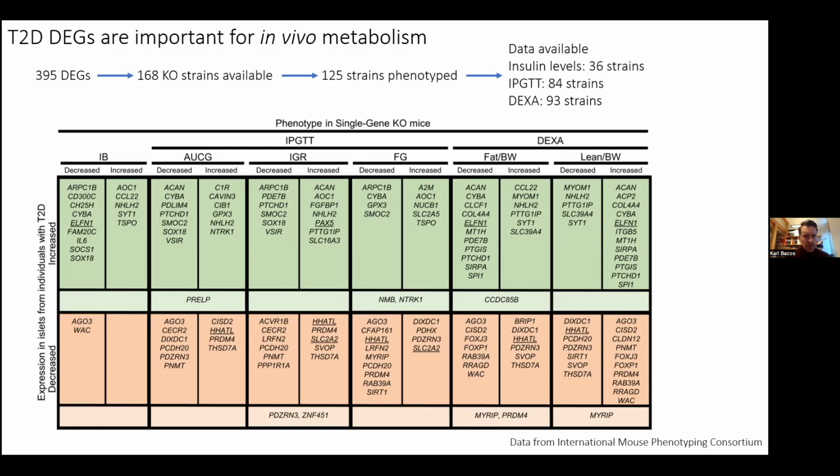And the bottom part is busy, but I will just very briefly walk you through it. For example, SLC2A2, the gene I'm pointing at with my pointer, encodes a glucose transporter, which is important for glucose uptake in rodent beta cells. And this is decreased in type 2 diabetes. And knockout mice for this gene have increased fasting glucose. So that's how this figure works, basically. The take-home message is that many of the genes we find differentially expressed in type 2 diabetes have been found to affect in vivo metabolism in mice.